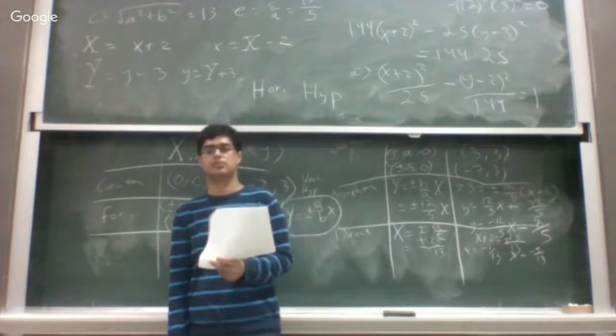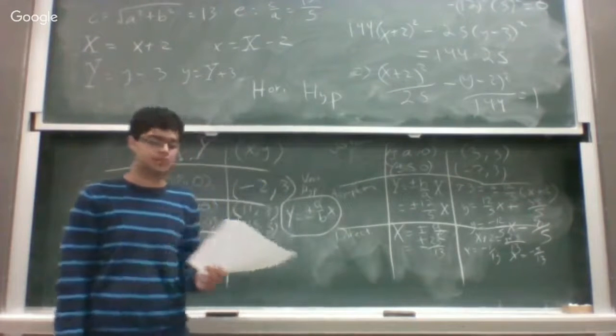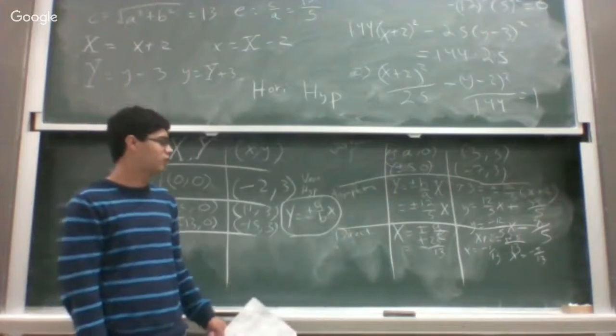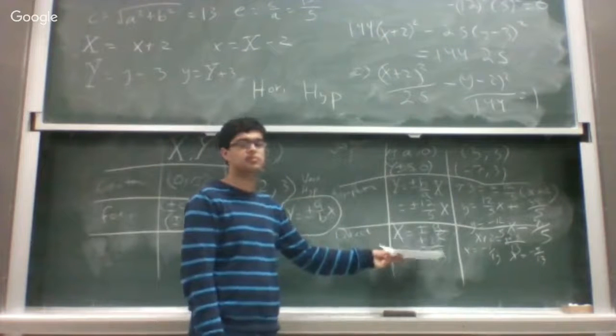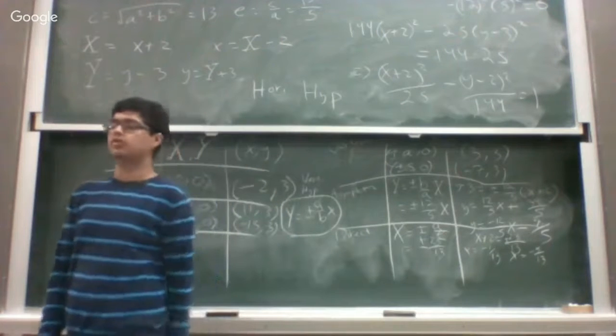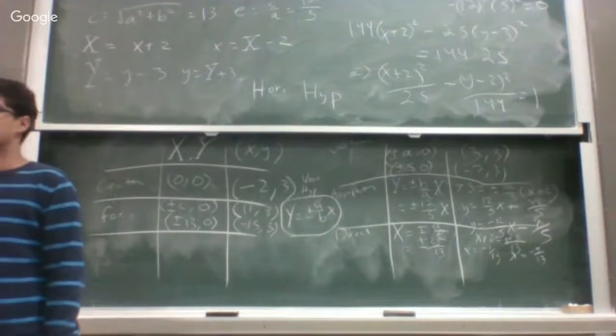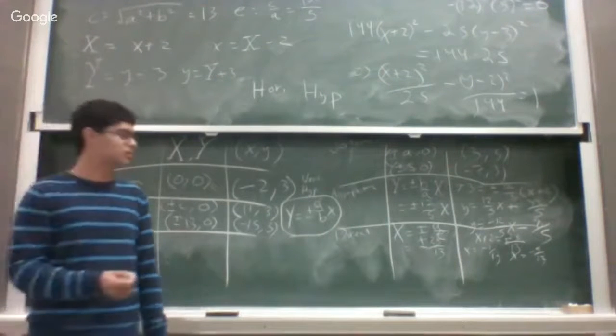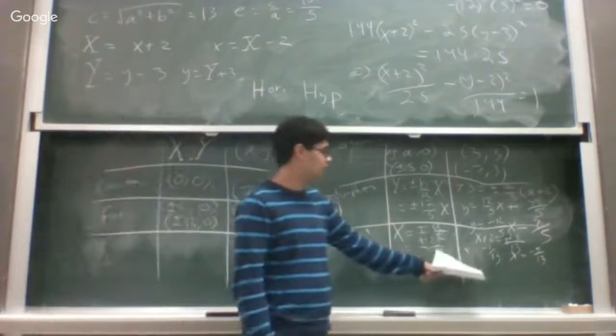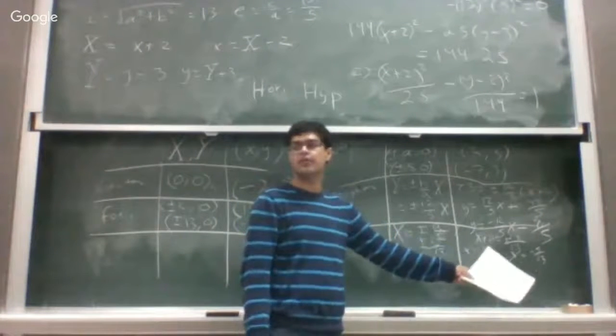Memorize x plus... for directrix? It might be given to you. Do you have a question? Yeah. Negative 1 over 13 and negative 5 over 13.